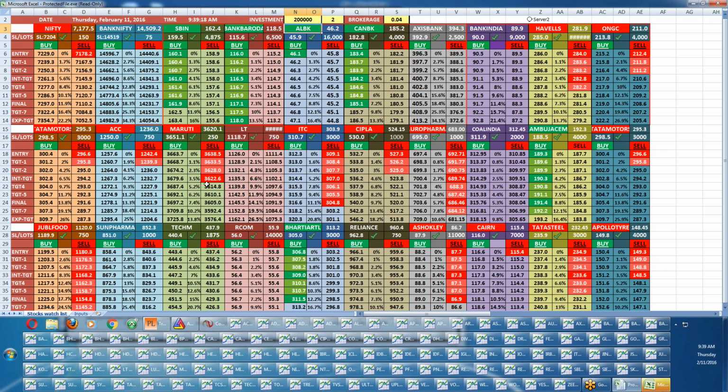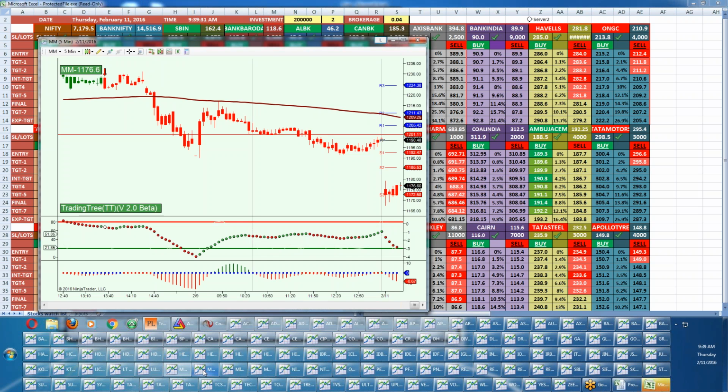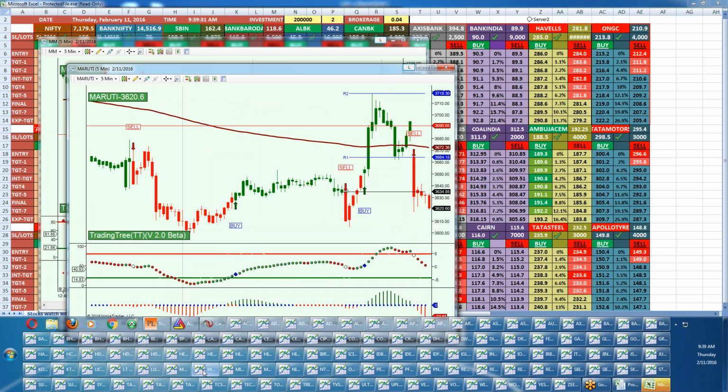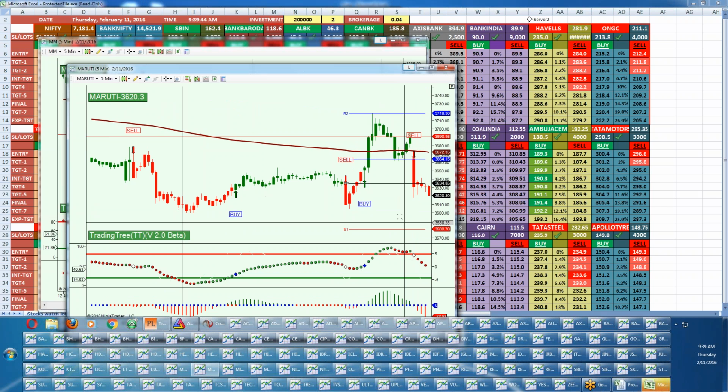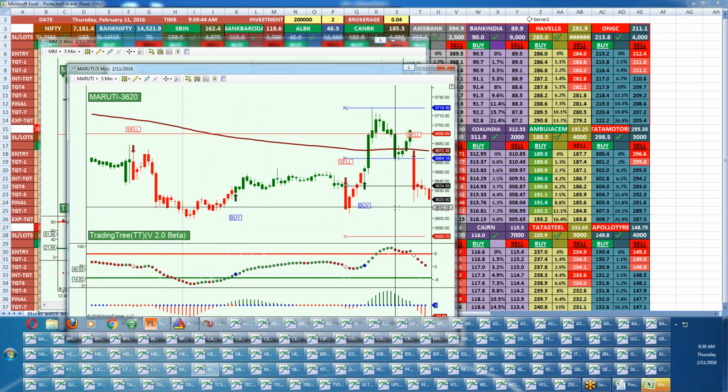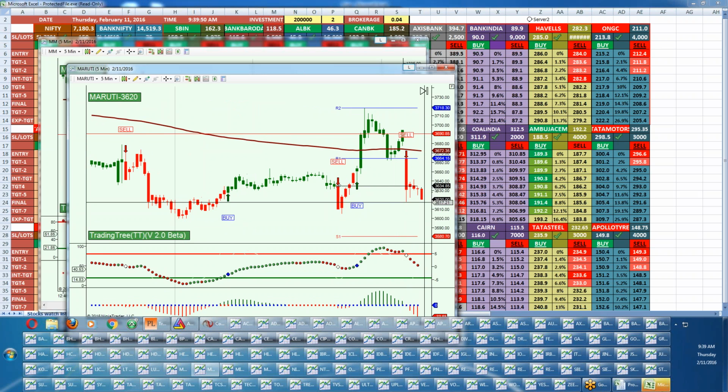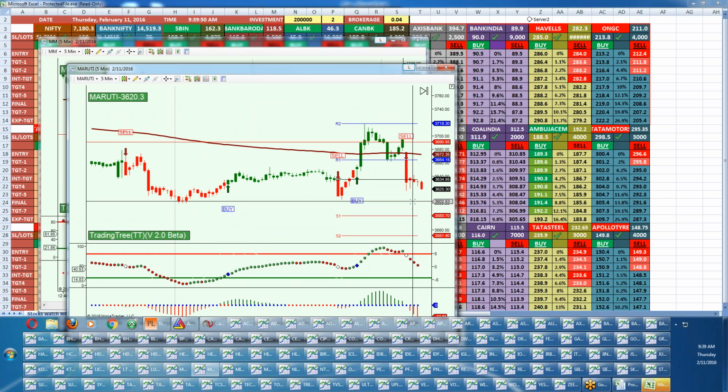So Maruti has done its intermediate target. It's around 14 rupees profit. Let me just take you to Maruti. Okay, that's MM. So you can see that it has given you a neat sell call. It has to break this. So once it breaks that, your next level will be 3602. That's a possibility.